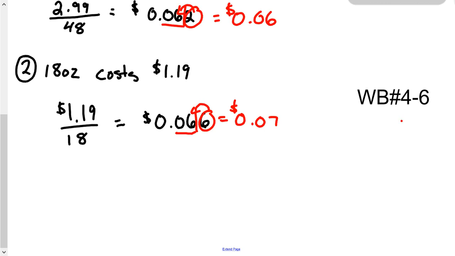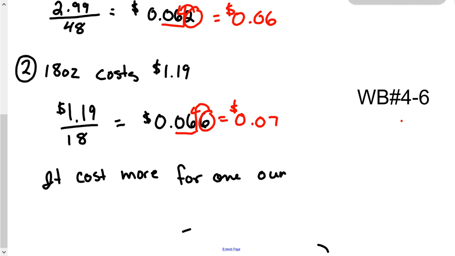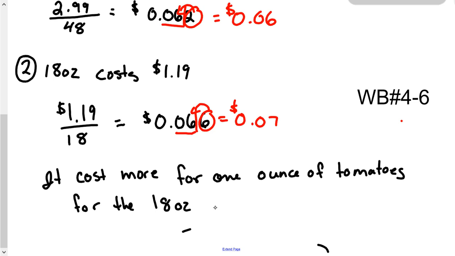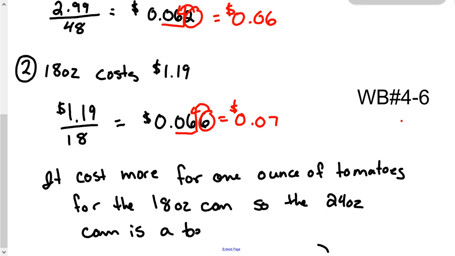So which can is cheaper? So it costs more for 1 ounce of tomatoes for the 18-ounce can. So the 48-ounce can is a better buy. Okay, next example.